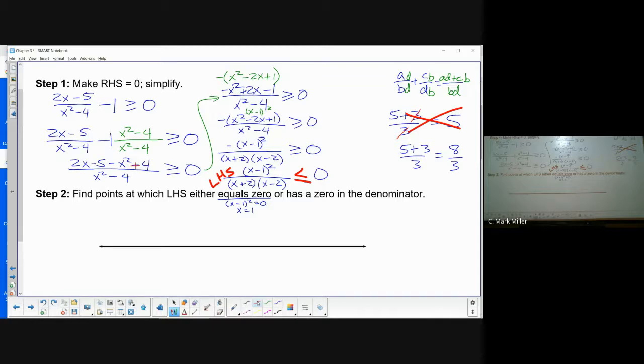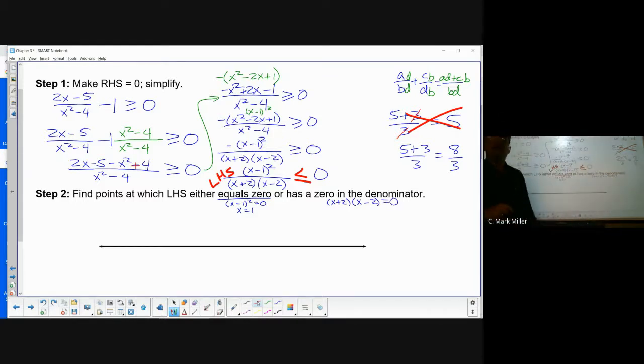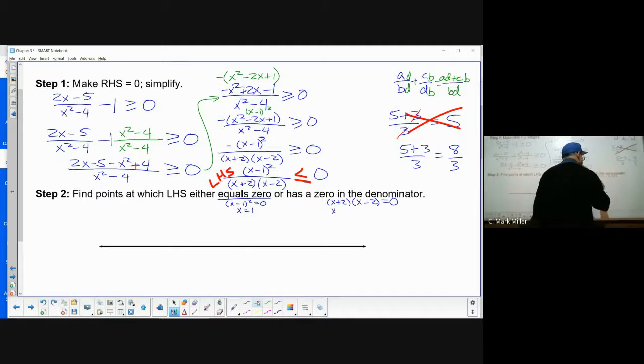Right? That's the numerator. Or where there's a 0 in the denominator. X plus 2 times x minus 2 equal to 0. The zero product rule. Very first example of class, of the whole semester. Zero product rule. Products equal 0. This means x plus 2 equals 0, or x minus 2 equals 0. X equal minus 2, x equal plus 2.